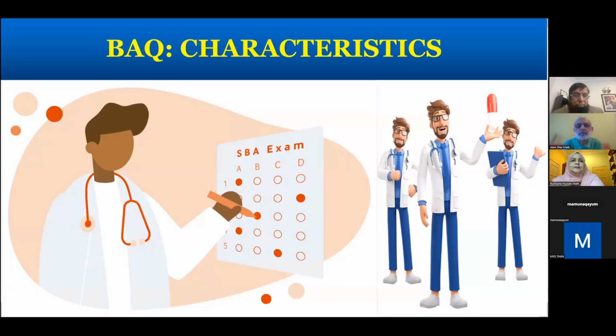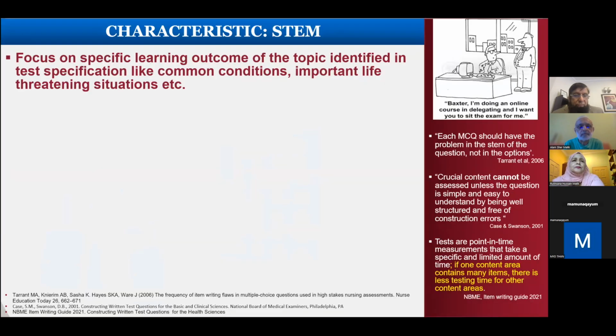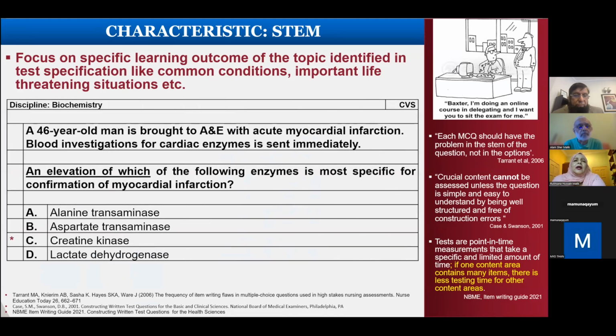Now the characteristics of the BAQ. Focus on specific learning outcomes of the topic identified in test specification, like common conditions, important life-threatening situations, etc. Example is one biochemistry question in which a patient is brought to the A&E department with myocardial infarction. Blood investigation for cardiac enzyme was done. So the question is: elevation of which of the following enzymes is most specific for confirmation of myocardial infarction? Practically all of them will rise, but the creatine kinase, option C, is the best in this question.